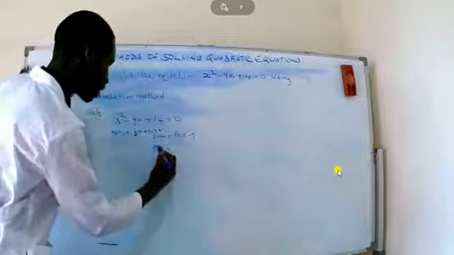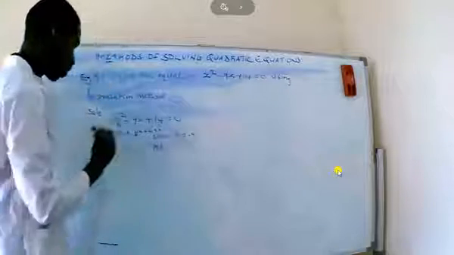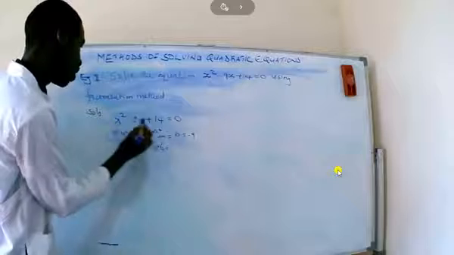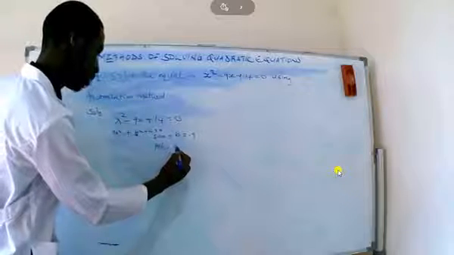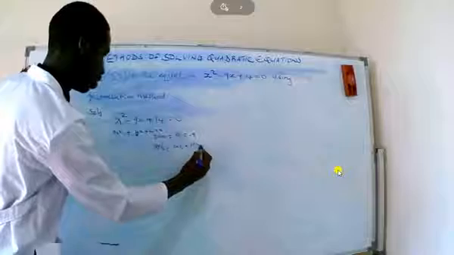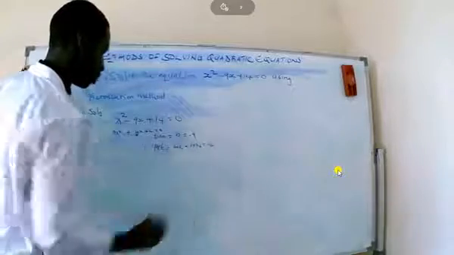Then the product, we say the product is a times c. So in this case, a is 1, then c is 14. So it is a times c, which is the same as 1 times 14, which is 14.